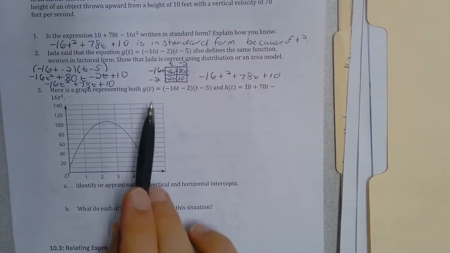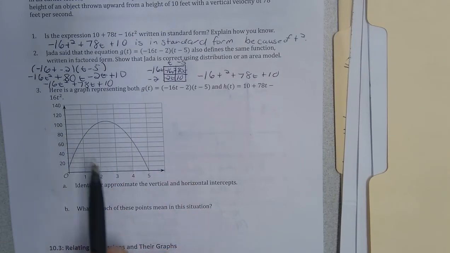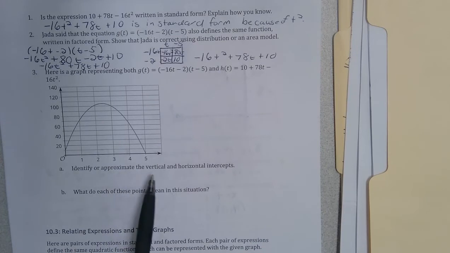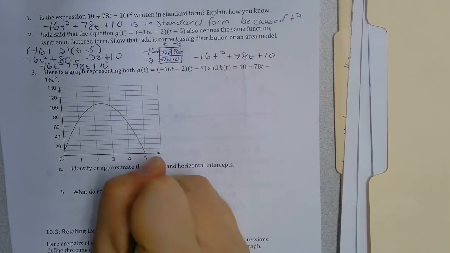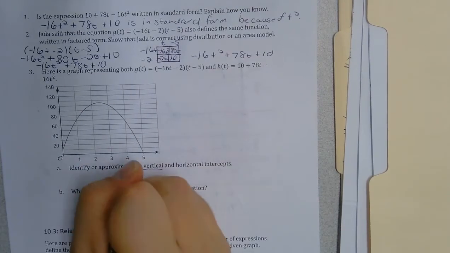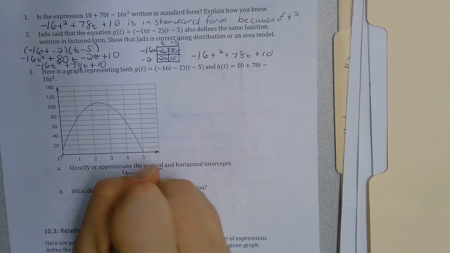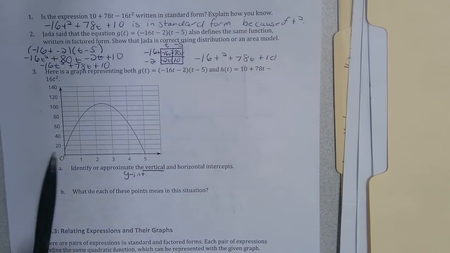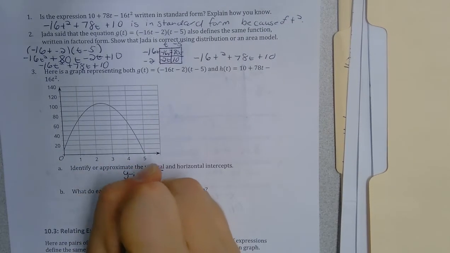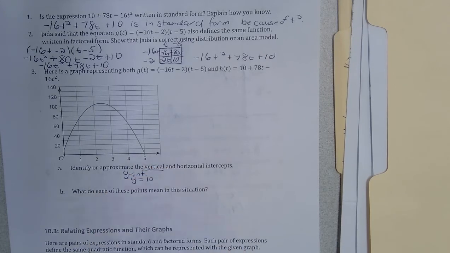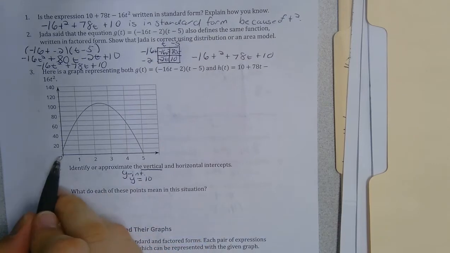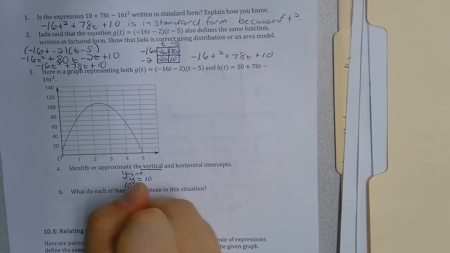So now we have a graph of both on here, and they represent the same thing. So identify the vertical and horizontal intercepts. So the vertical intercept is just another word for our y-intercept. And you can write y-intercepts in a couple ways. The approximate y-intercept is y equals 10. Or you could also list that as a point. X is 0 at the y-intercept, so you would have 0, 10.